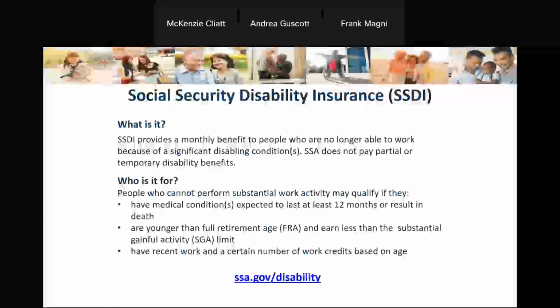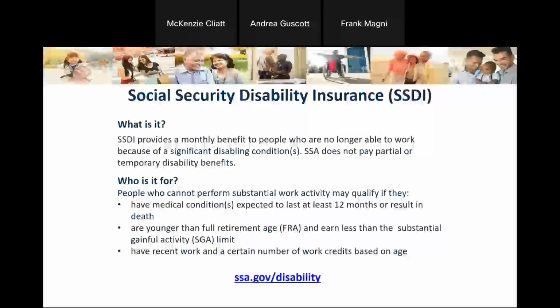Okay, so I'm going to be talking about two different Social Security programs. The first one I'll be talking about here is Social Security Disability Insurance. The other program I'll be talking about is Supplemental Security Income. Part of my presentation is explaining the differences between these two programs. Social Security disability definition requires that you have a medical condition that prevents you from doing substantial work for at least 12 months, or if your condition is terminal. This work determination is based off of age, education, and work experience.